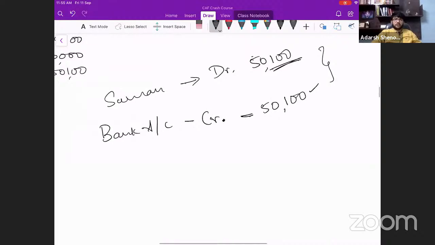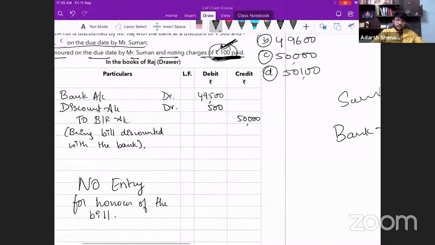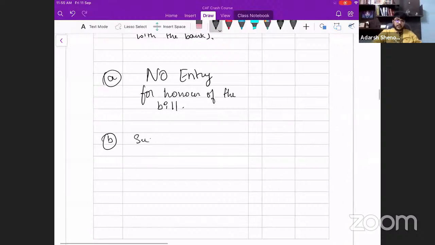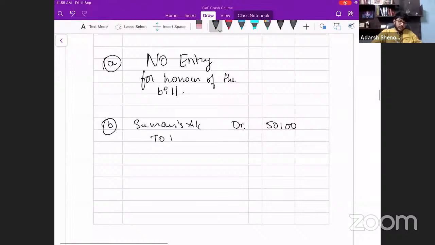Yes. So the journal entry we should pass, when the bill is dishonored, is Suman's account debit to bank account. The asset is coming back into our books, this time at 50,100, including the noting charges. You're going to recover that from Suman. The bank is going to debit your account in their books, and you have a reduction in balance of 50,100.